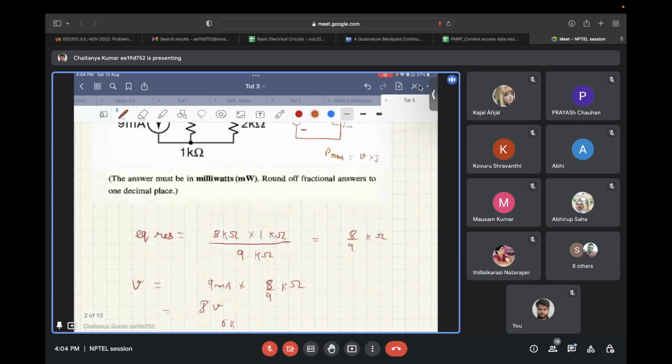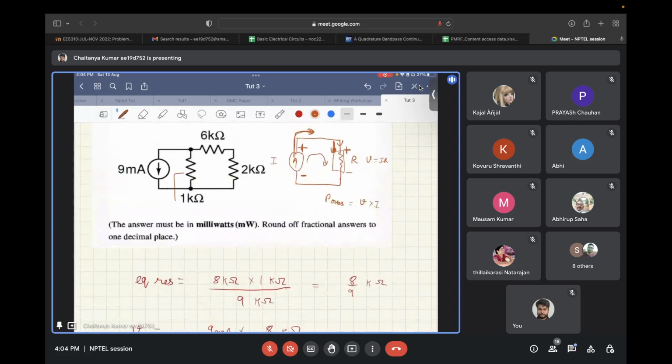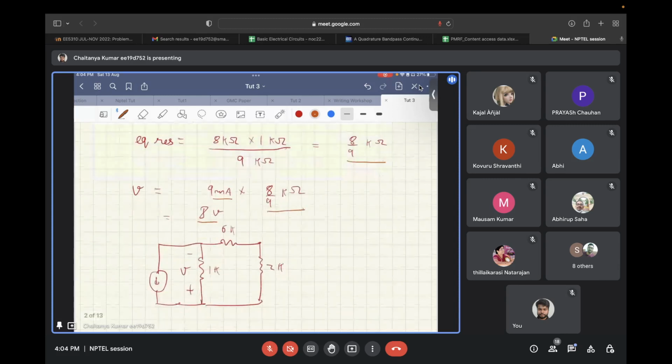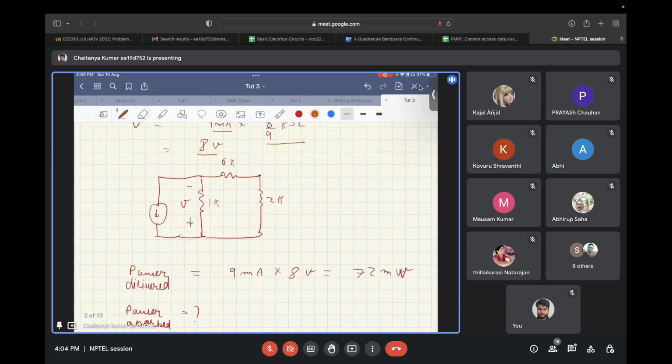Now, the equivalent resistance that this current source will see will be 8 by 9 kilo ohms, and the voltage developed will be 9 milliamps into 8 by 9 kilo ohms. So, the power delivered will be 9 milliamps into 8 volts. That comes out to be 72 milliwatts.